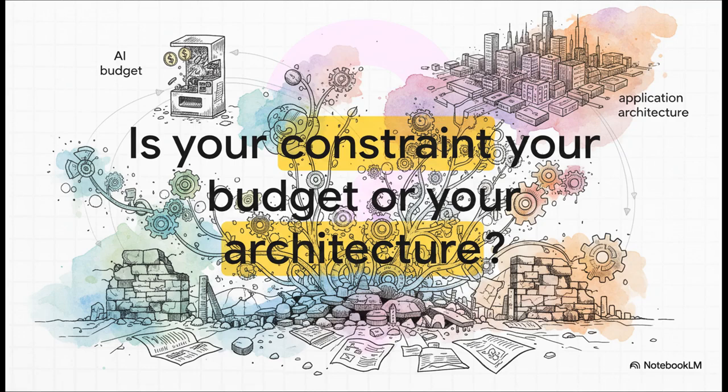I want to leave you with this final, slightly provocative thought. When frontier-level reasoning costs just $1.10 per million output tokens, the old rules simply don't apply anymore. Is your scaling constraint still your AI budget? Or is it now just the imagination and architecture of your application? It is truly time to fundamentally rethink your tech stack.